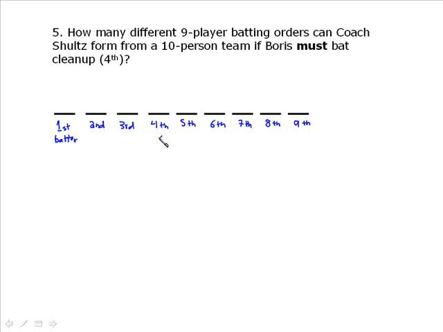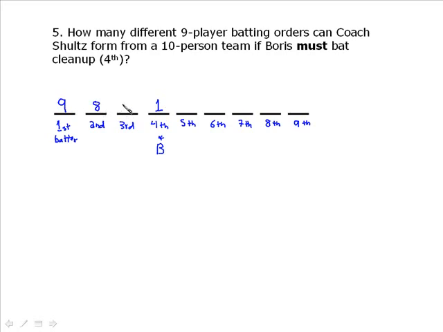Go to the restriction, which is the fourth batter. And that has to be Boris. There is only one guy named Boris on the team, so you have one choice for that position. And at that stage, we can go to the front. It is freestyle. There's 10 people on the team. One of them has been assigned to bat fourth. So now we have 9 people left. So we have 9 people that could go in the first position.